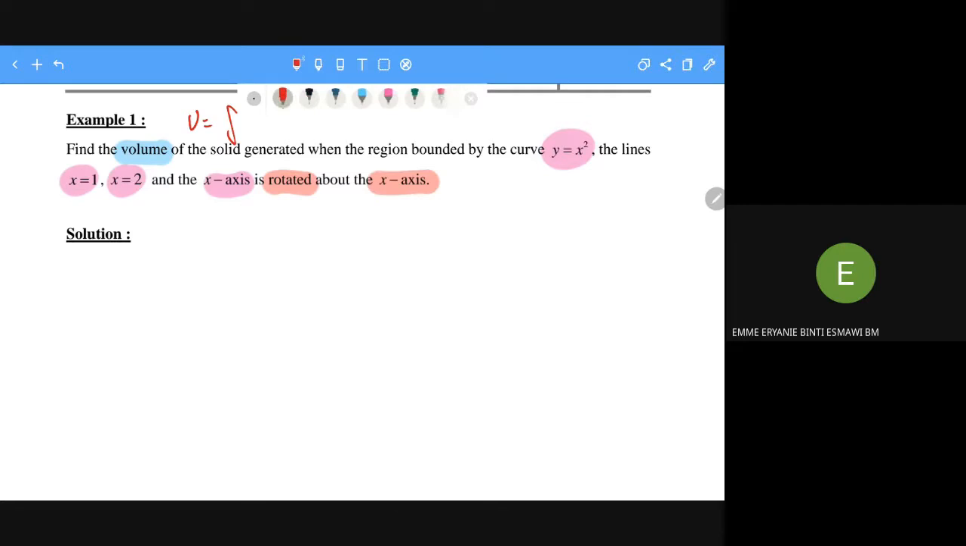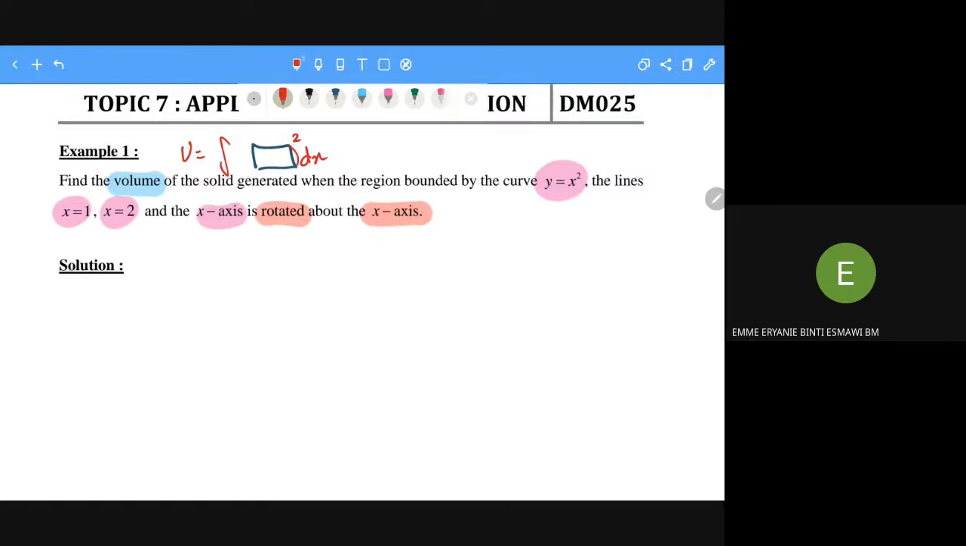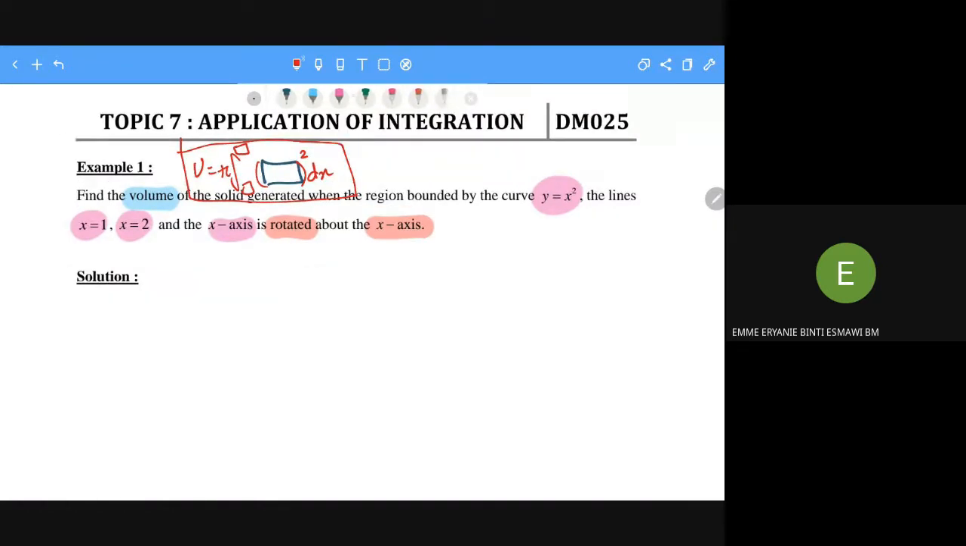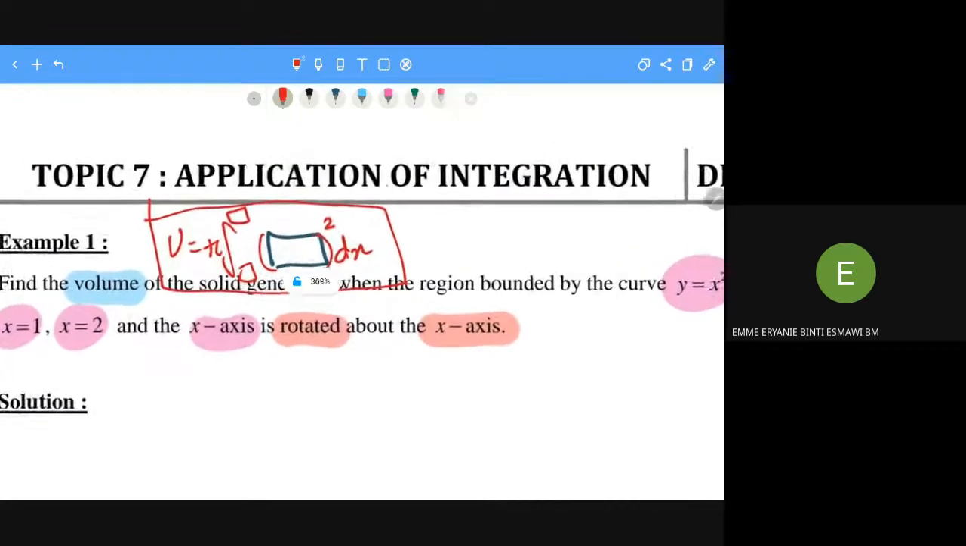So kalau dia cakap rotate about x-axis, maksudnya dx kat belakang. So bila dx kat belakang tu, maksudnya kita kena letaklah dia punya function dalam sini in terms of x. And then don't forget ada square. Formula dia mesti ada square. Lepas tu dia punya limit ni mestilah in terms of x juga. And luar tu mesti ada pi. So this is the general idea for your formula untuk volume lah. Okay, jadi soalan ni kita dah tahu dah, we have to use this formula.